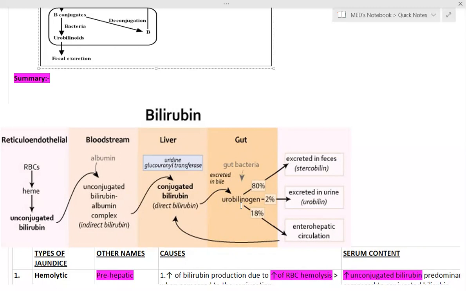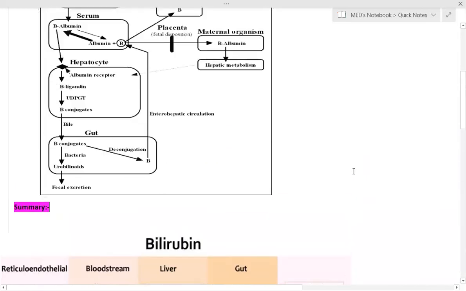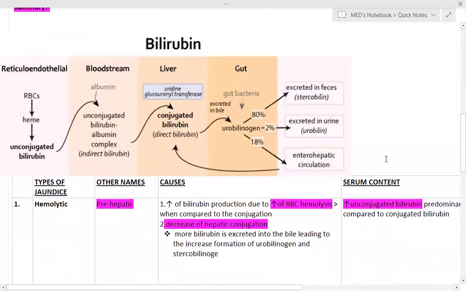So the urobilinogen, 80% of which is excreted in the feces, gives the brown color to feces. That is called stercobilin. From the urobilinogen, you get stercobilin. From the urobilinogen, you also get urobilin, which gives the yellowish color to the urine. And the remaining 18% of it goes into the enterohepatic circulation, as I already mentioned over here. Please note.